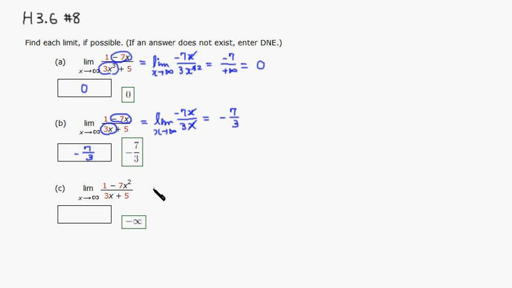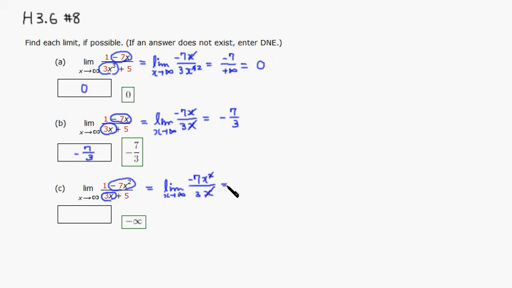All right? Part C. Same deal. Right? So the leading term on top is negative 7x squared. The leading term on the bottom is 3x. Right? So we are taking the limit as x approaches infinity, right? You have negative 7x squared over 3x, right? So you can cancel one of the x and the x here.